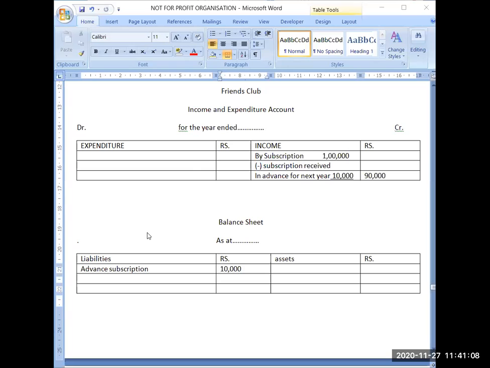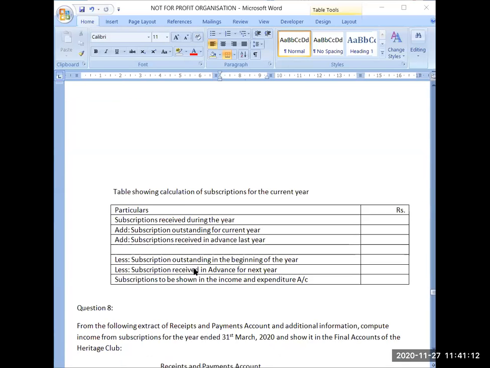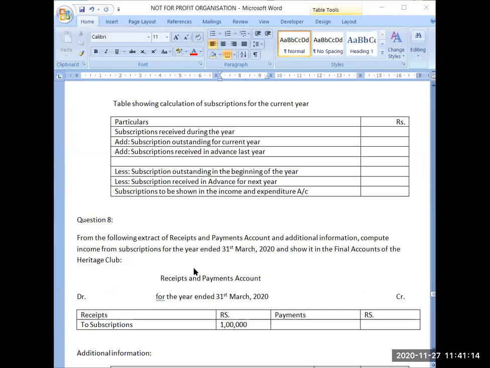So now see further. Now this is a table which will show you what to add and what to subtract. You have learned about the 4 types of adjustments in subscription. So first we will be writing always subscription received during the current year.